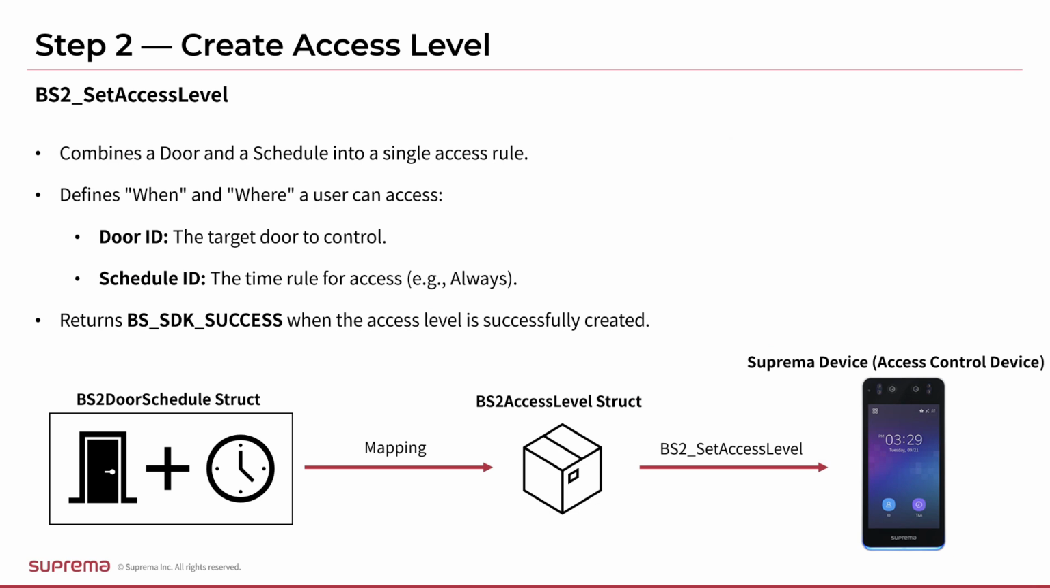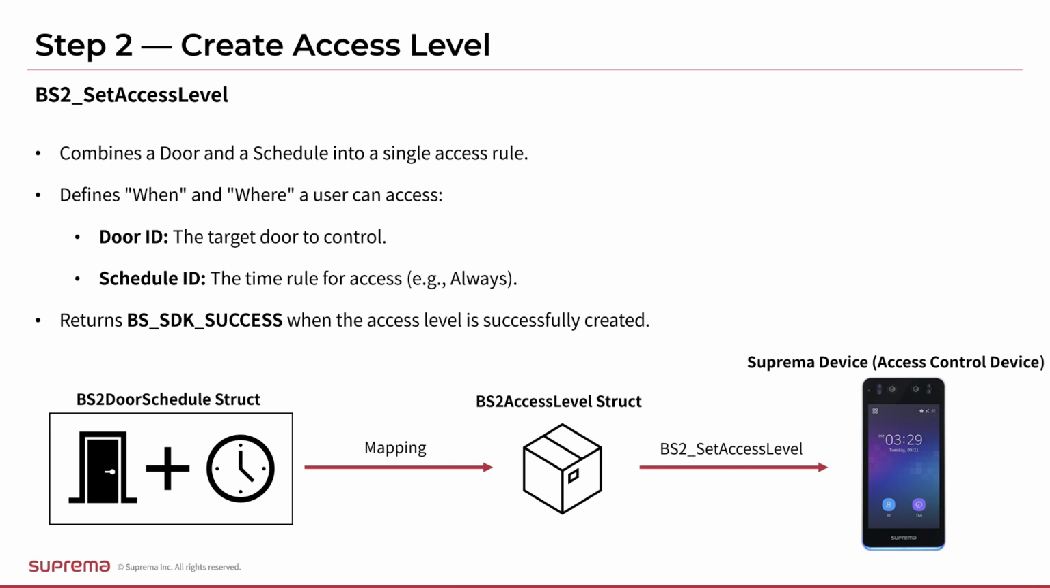Now let's examine the bs2 set access level API. This API combines doors and schedules into a single access level. First, you create a bs2 door schedule struct, which pairs a door ID with a schedule ID. Then you place one or more of these pairs into the bs2 access level struct, which can contain multiple door and schedule mappings if needed.